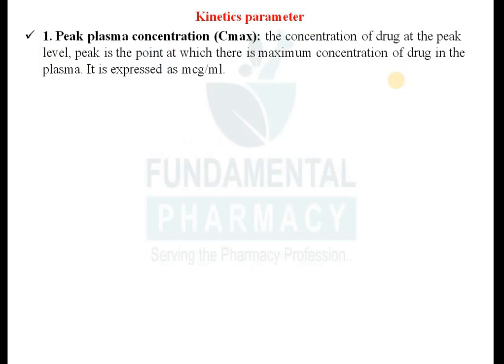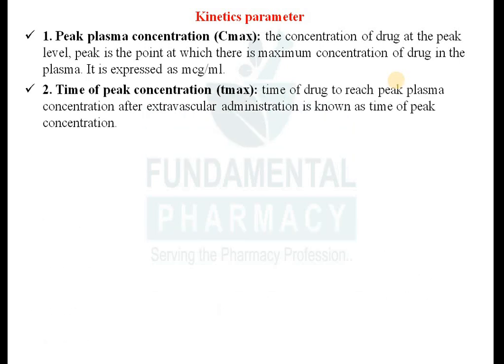So what are the kinetic parameters? Peak plasma concentration, that is known as Cmax. Peak plasma concentration or Cmax is the maximum concentration of drug in the blood at a peak level, and it is expressed as microgram per ml. Okay, now next, what is the peak time or Tmax? The time required for a drug to reach its Cmax, that is nothing but the peak time.